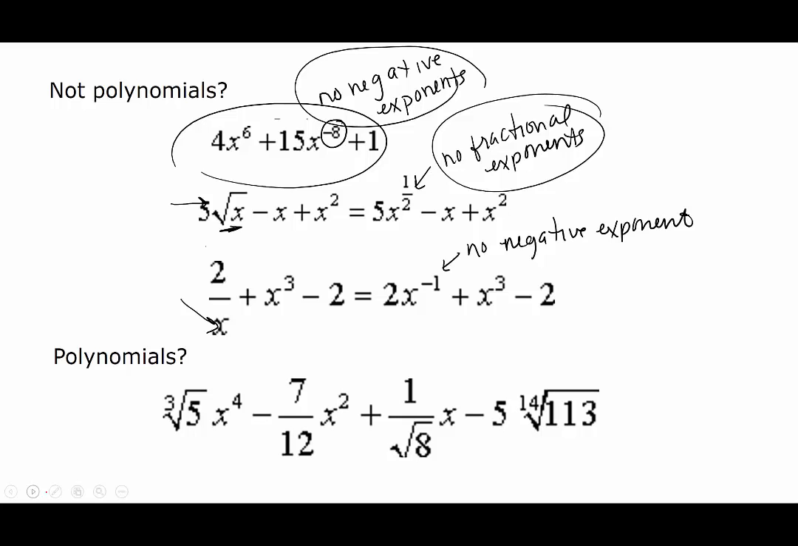This next one is a polynomial. Notice all your variables have no negative exponents and no fractional exponents. It's okay to have a square root. It's okay to have a number on the bottom, but you cannot have a negative exponent or a fractional exponent on your x term.